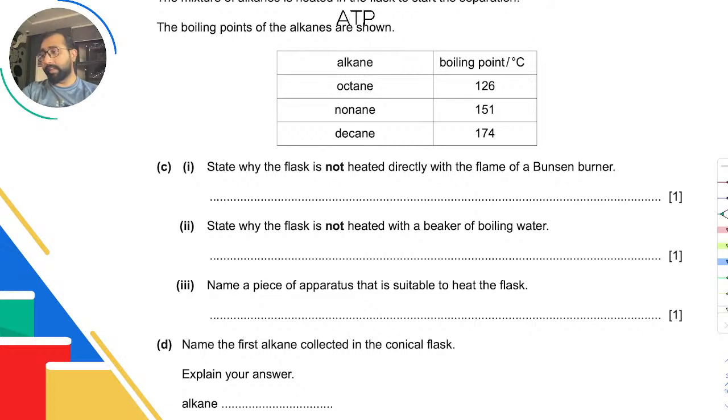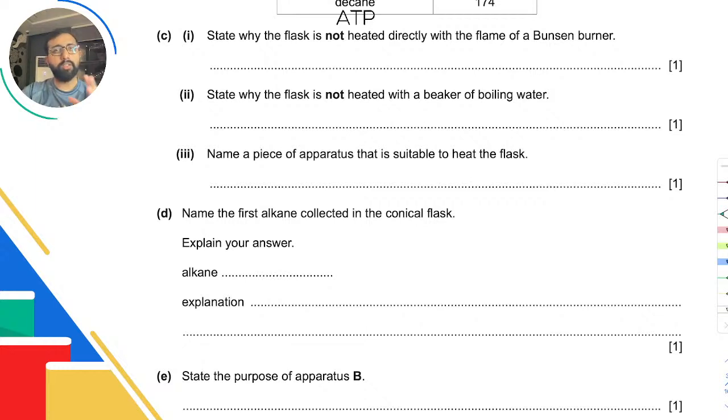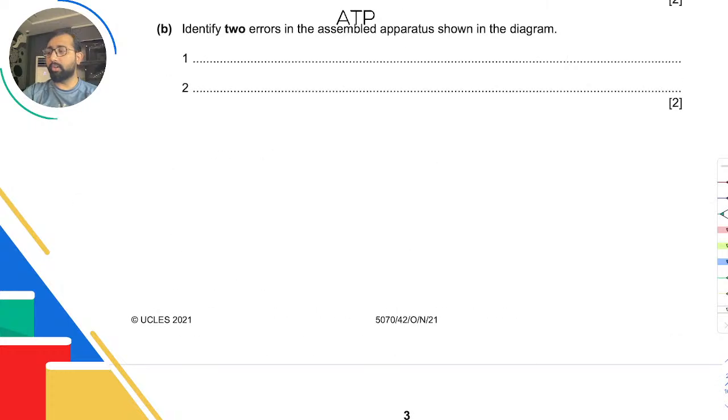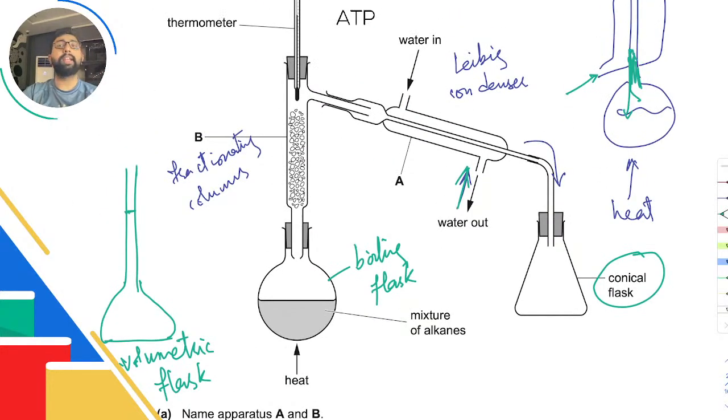Name the first alkane collected. Again, we know that they are collected based on their boiling point. The things with lower boiling points are collected first. So that is going to be octane. So that's the one we are going to get first. And obviously that's how it goes on. And the reason, explanation is because it has the lowest boiling point, which is why we're able to get it. State the purpose of apparatus B. Apparatus B was fractionating column. So it provides surface area where the vapors can cool and separate.